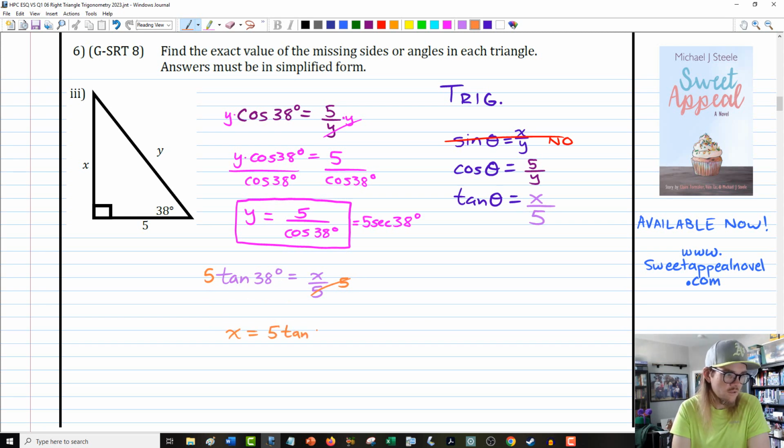X is equal to 5 tangent of 38 degrees. So in this case, one of them turned out to come through pretty clean. It just kind of depends on which ratios you have and which one angle you're given. But in this case, we're able to find our two expressions.